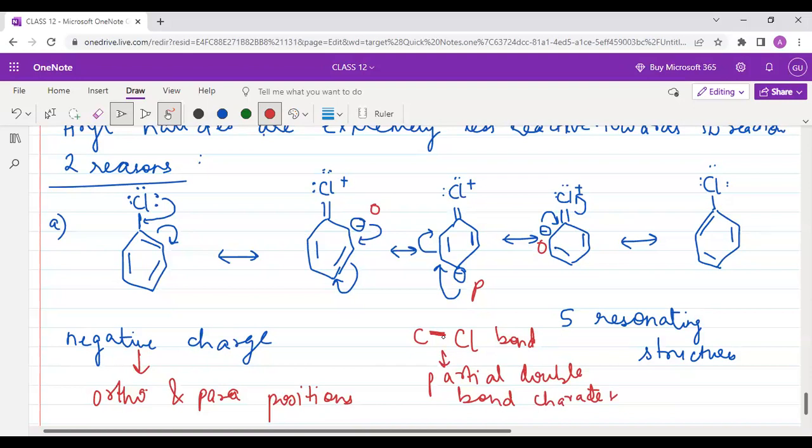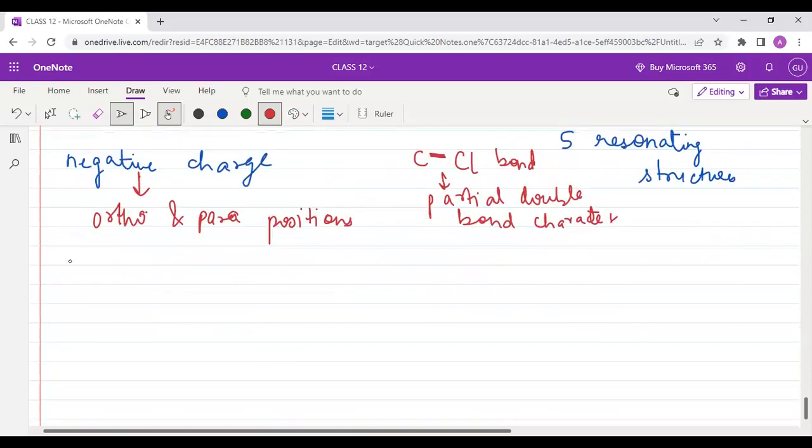Understood? Because the lone pairs on the halogens were involved in the conjugation, in the resonance with the benzene ring, we got 5 resonating structures, and we observed that the carbon and halogen bond, or the carbon and chlorine bond in this example, is having a partial double bond character, due to which the breaking of the bond becomes difficult, right? So this is one of the reasons why it is less reactive. And you should remember that the negative charge is coming only on ortho and para positions, right? Okay, so the next reason is difference of hybridization.